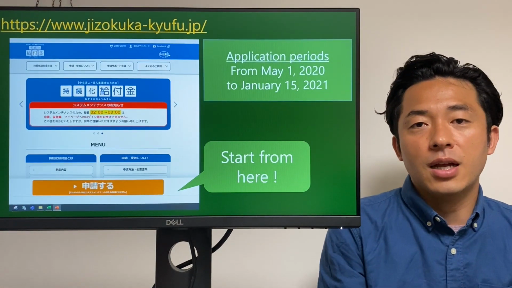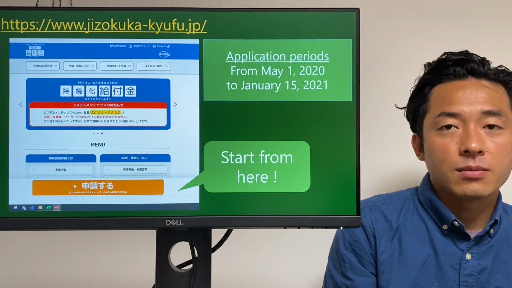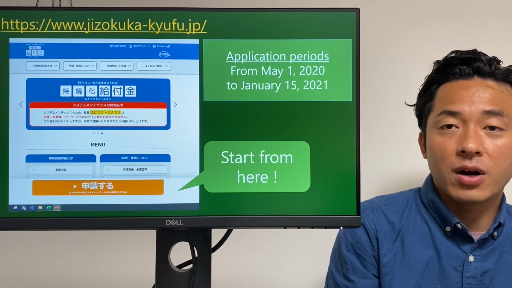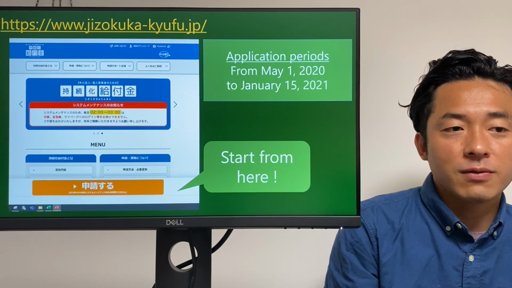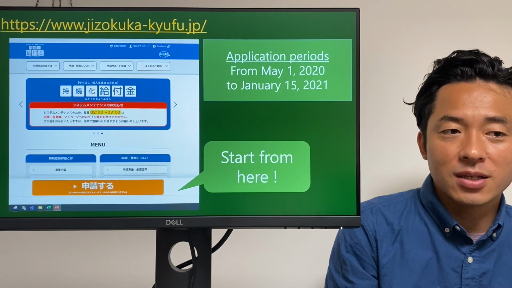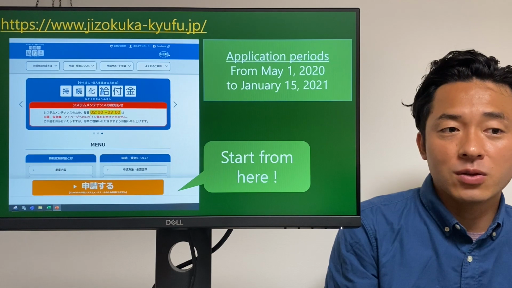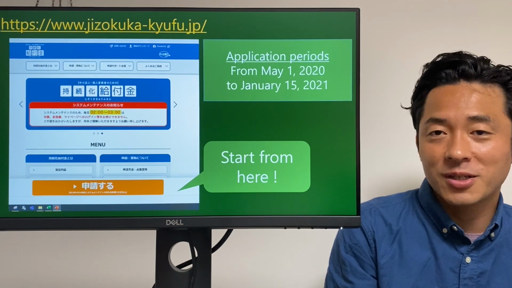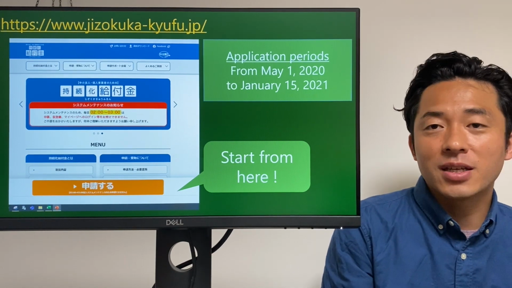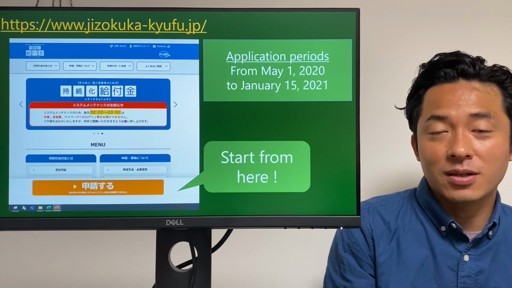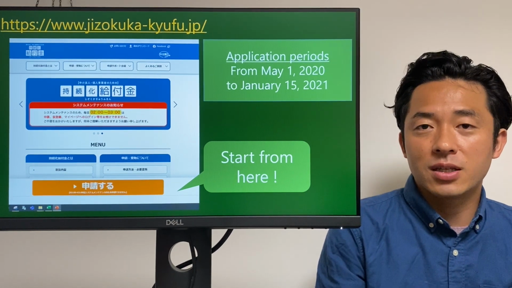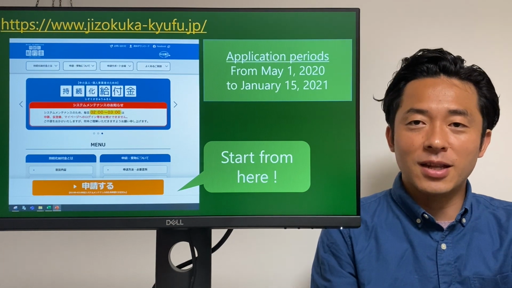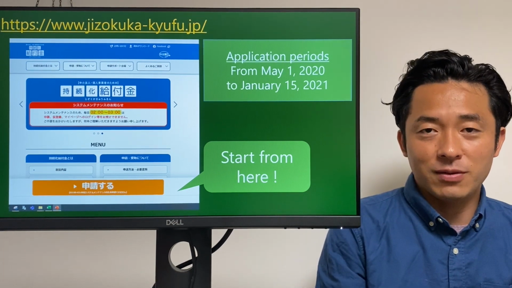So this is the actual website to apply for the subsidies. The application period is from May 1st, 2020 to January 15th, 2021, so we still have time. By clicking the button here, you can start the application process now. So if you are eligible for the subsidies, let's get started now and get the subsidies from the government.